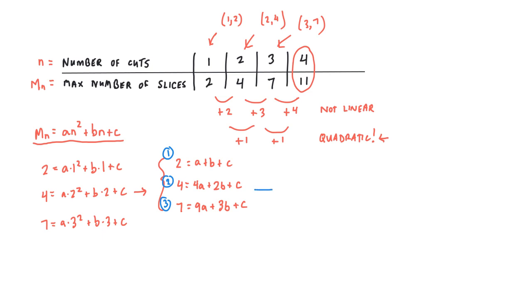And then this particular one has a really nice structure. And in fact, you'll see this happens a lot. If you take equation 2 and subtract equation 1, you come up with, let's see, 4 minus 2 is 2 equals 3a plus b. Meanwhile, if you take equation 3 and subtract equation 2, you get 7 minus 4 is 3 equals 5a plus b. Notice that both of those eliminated the parameter c.